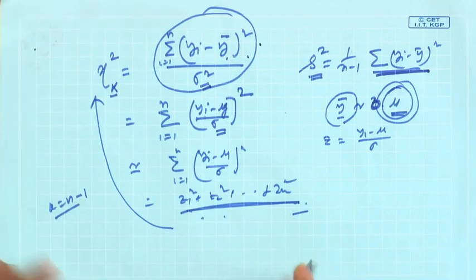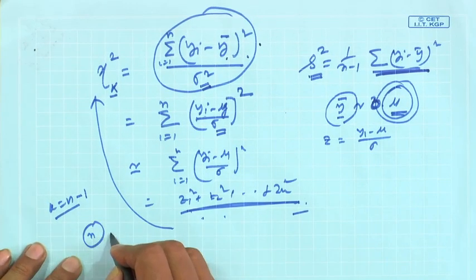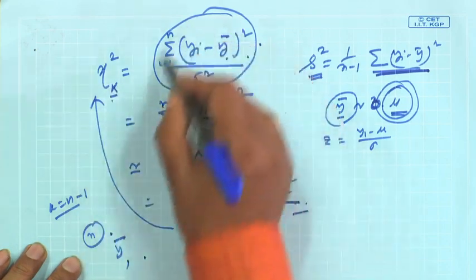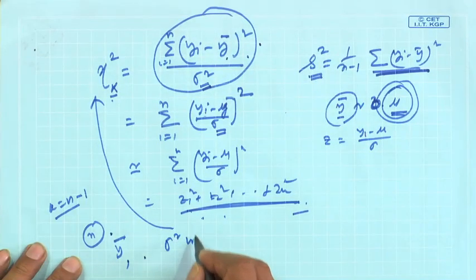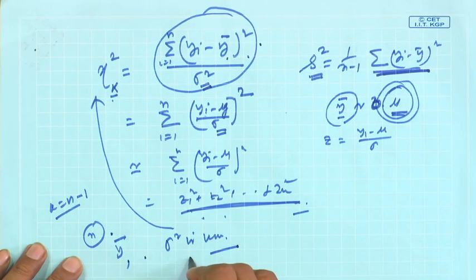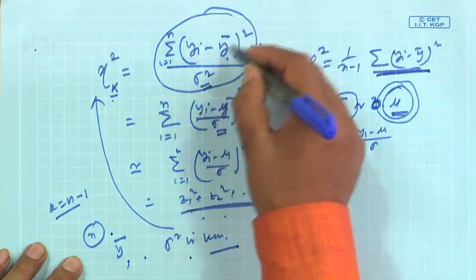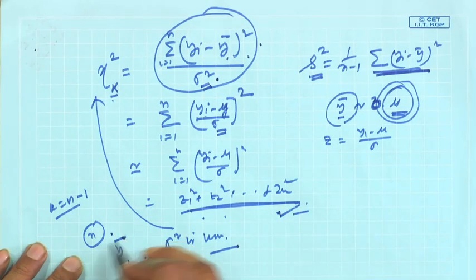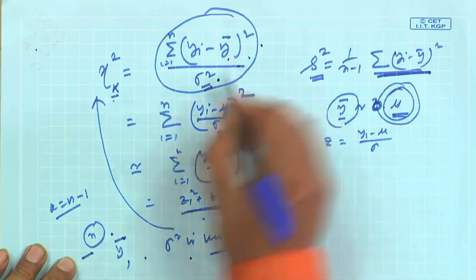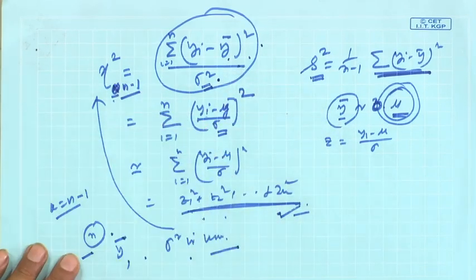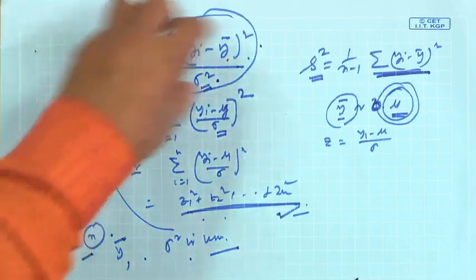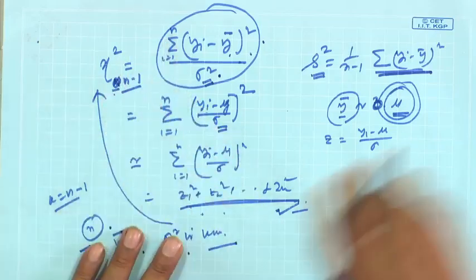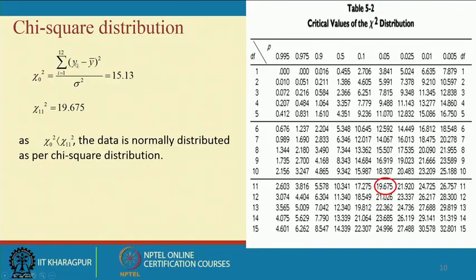What does it mean? Suppose your sample size is n and you have computed y bar. Then you are basically creating chi square using this formula when sigma square is known. Ultimately, this quantity becomes chi square, but as y bar is computed, one degree is lost. So, we write chi square with n minus 1 degrees of freedom. This quantity follows a chi square distribution with n minus 1 degrees of freedom.